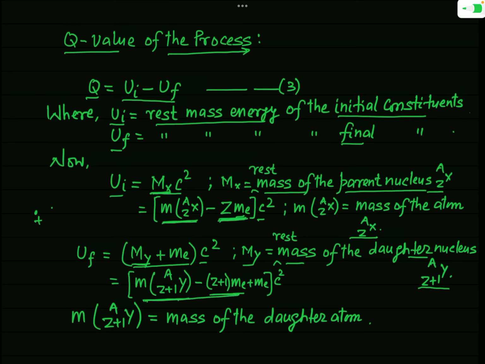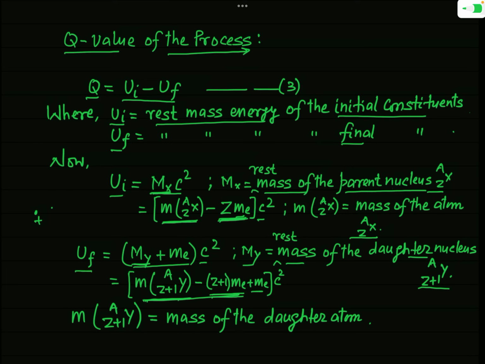So instead of M_Y, I have written here m of Z plus 1 Y minus Z plus 1 m_e. And apart from it, there is an electron, so we add the mass of the electron here, m_e, and times c square. This is actually the value of U_F.